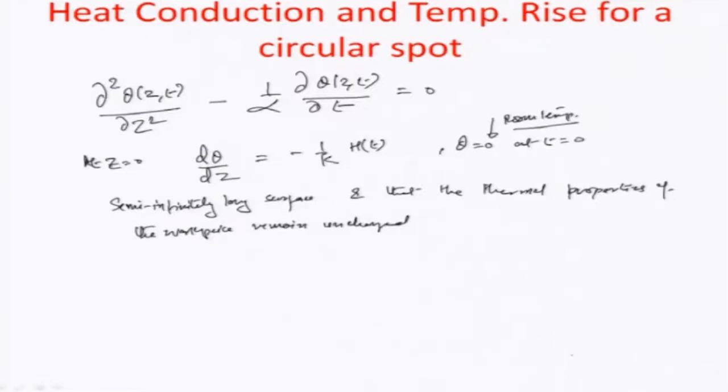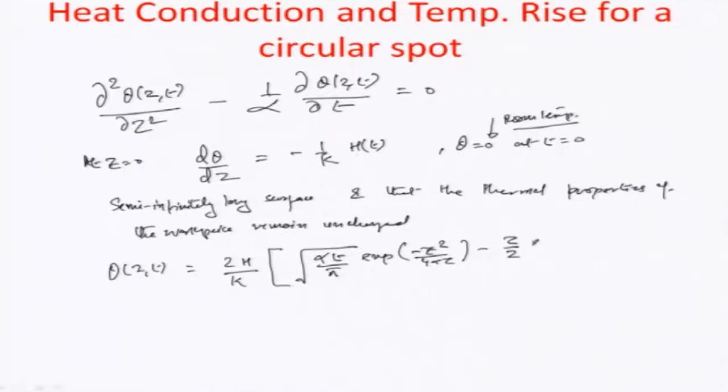So, assuming that, we arrived at a solution using conventional PDE methods, where theta z,t was represented by twice h by k root over alpha t by pi, exponential minus z square by 4 alpha t, minus z by 2 erfc, the error function of the first kind, z by twice root alpha t.